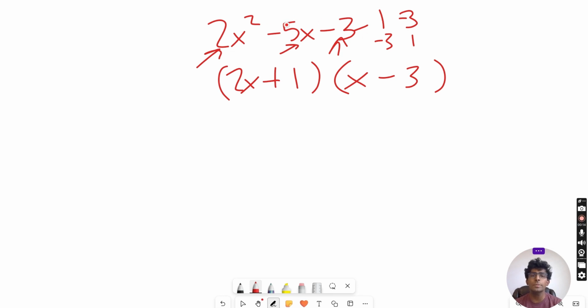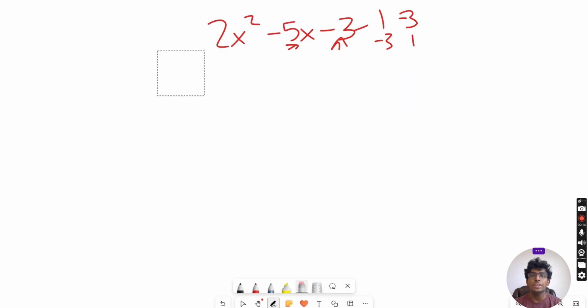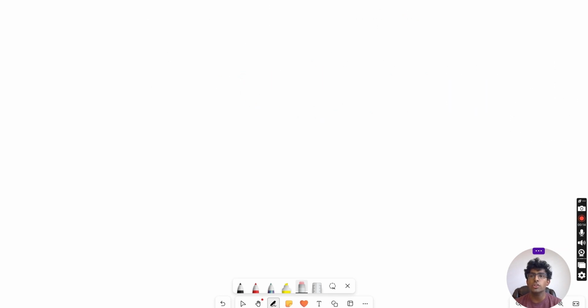To get this b term, that's based off of the multiplication of these two together and adding them together, since they'd be common like terms, since they both are x terms. So it'd be negative 6x plus x, which does get you negative 5x. So that would be your answer for factoring out this trinomial. All right, so that's the idea behind factoring out quadratics.